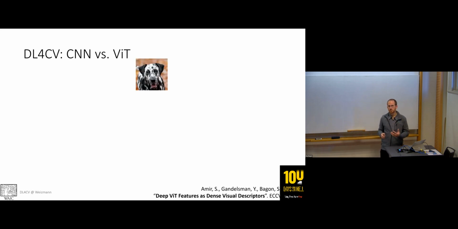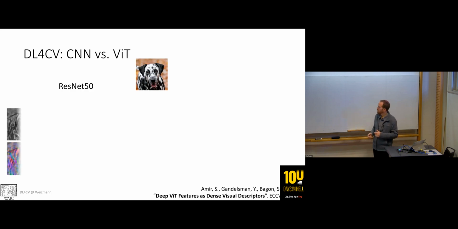We have an image of a dog, and for this visualization, we took a few dozen images of animals, facial animals, and we extracted features from different networks: from a ResNet, which is a convolutional neural network, and from a vision transformer, both trained and fixed. And we computed PCA over these features, and we visualize the features of the different layers of the network.